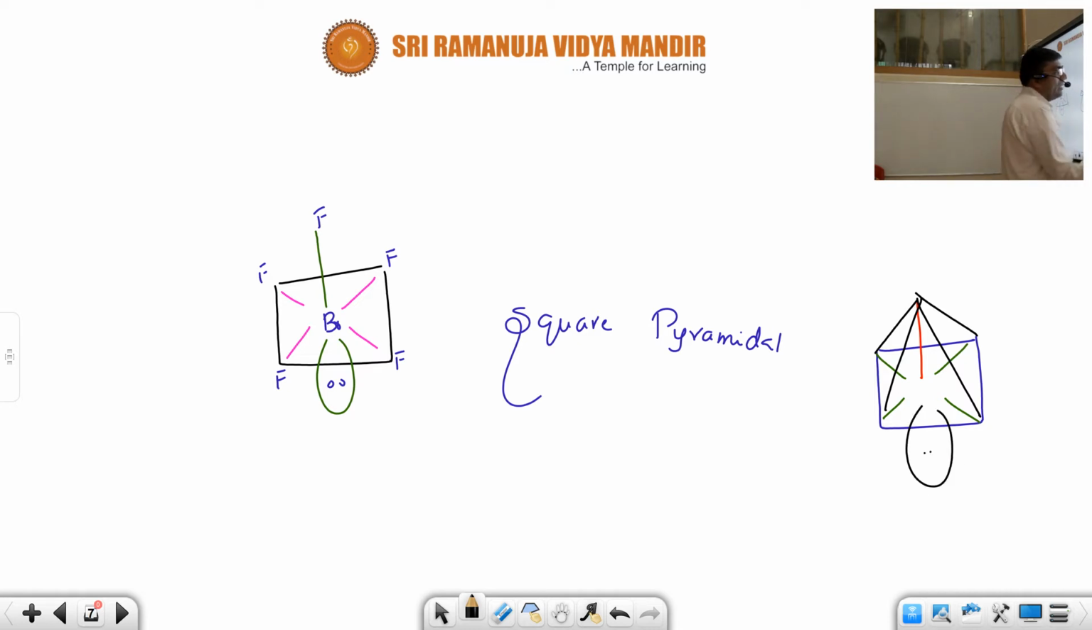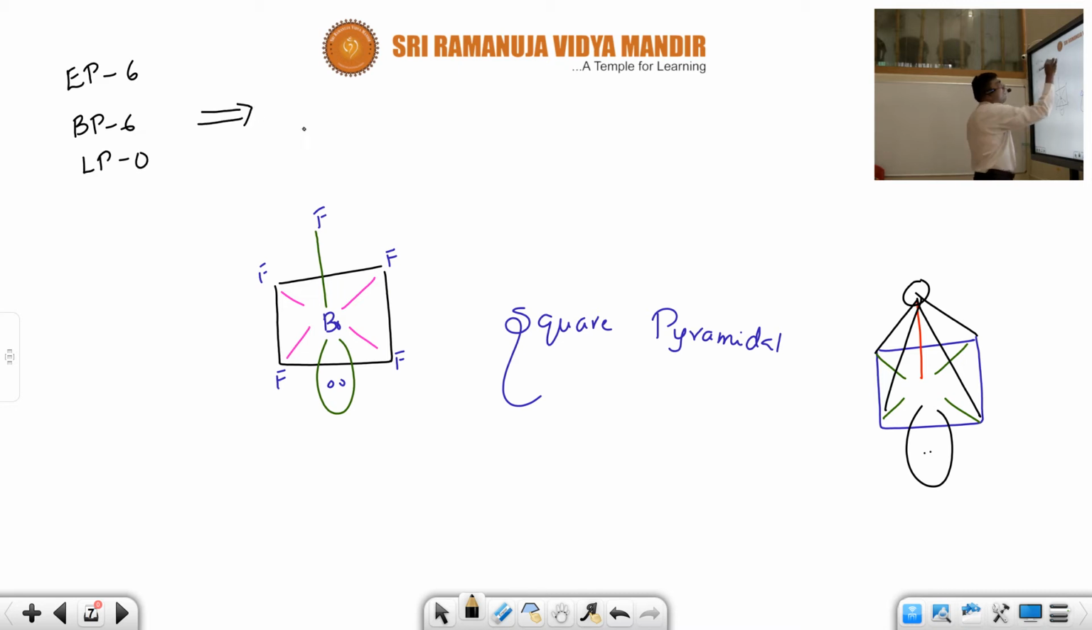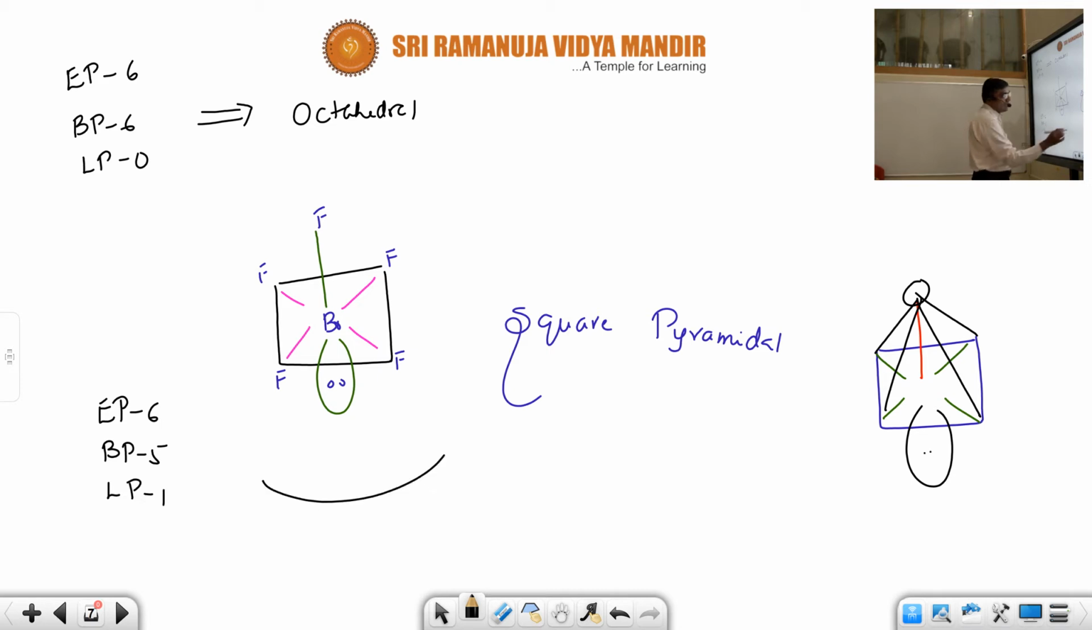Here you have a lone pair. This is a pyramid. That's why it is called square pyramidal structure. So students, if electron pairs are 6, bond pairs are 6, lone pairs are 0, what is the structure? The structure is octahedral. Now if electron pairs are 6, bond pairs are 5, lone pairs are 1, what is the structure? Square pyramidal structure.